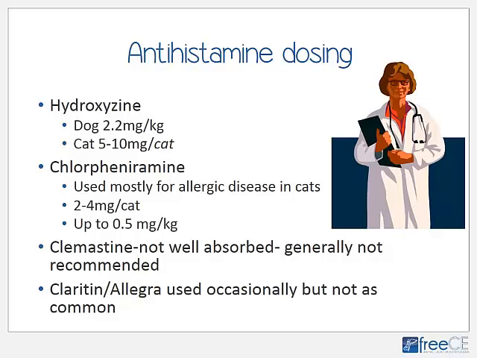In the dog, the dose is 2.2 milligrams per kilogram, up to 3 times daily. The dose in the cat is 5 to 10 milligrams per cat, also 2 to 3 times daily. You can use hydroxyzine hydrochloride and hydroxyzine pamoate interchangeably. We also use chlorpheniramine. This is most commonly seen in the cat, and the dose is 2 to 4 milligrams per cat. When you see a big dose of antihistamines come across your station and the patient is a pet, chances are good that the dose is correct. But if you are concerned, please give the veterinarian a call so that you are comfortable with what you are dispensing.